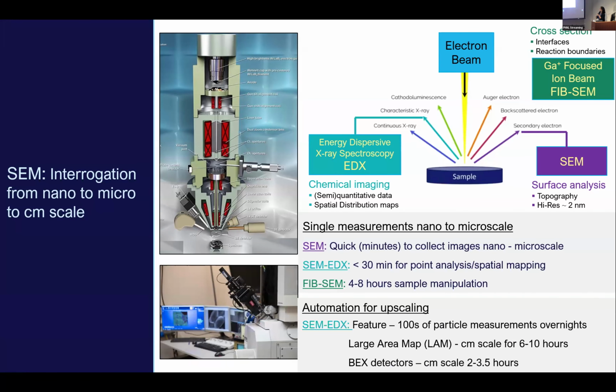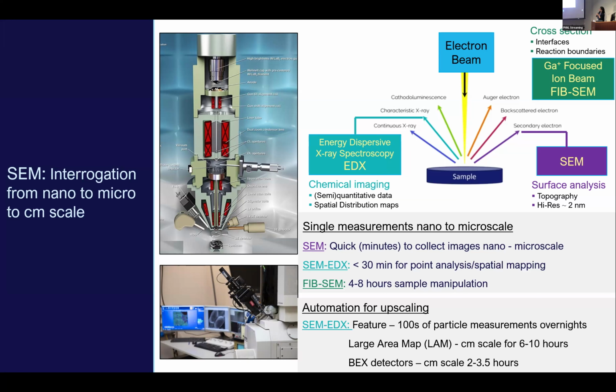But we are living now in the time of automation, and we hope that automation will be a good approach for upscaling. So I'm giving here some different timelines for what happens if we use automation for this type of measurement. With automation, we have some new applications. One of them is called feature application, which gives us the opportunity to measure hundreds of particles on an overnight time scale. These are probably some applications that Swaroop is going to talk about in a little bit. They're being used for atmospheric measurements and for particle count and particle measurements.